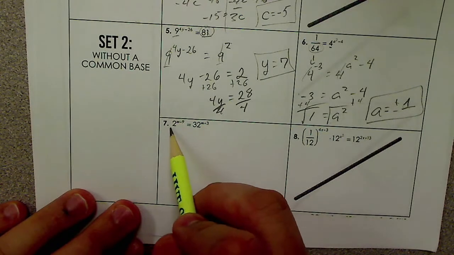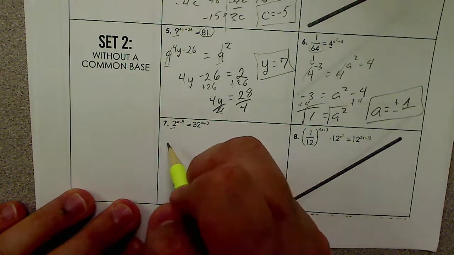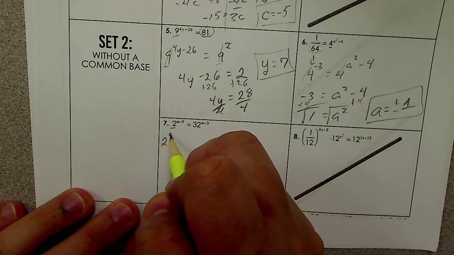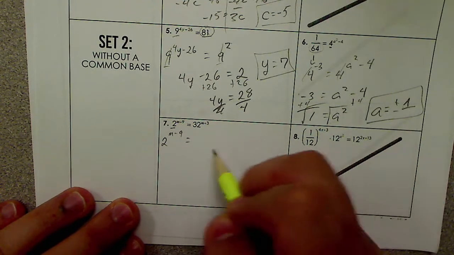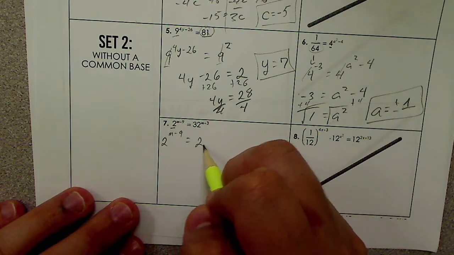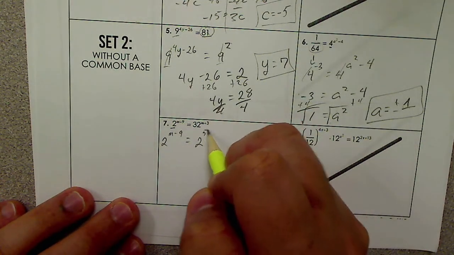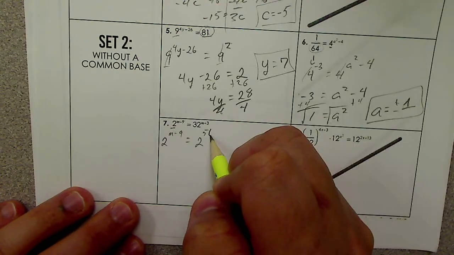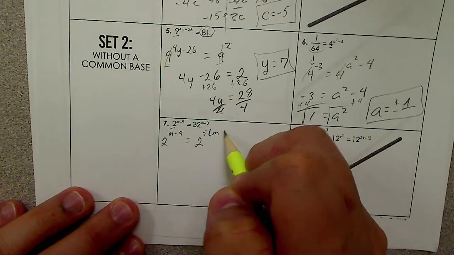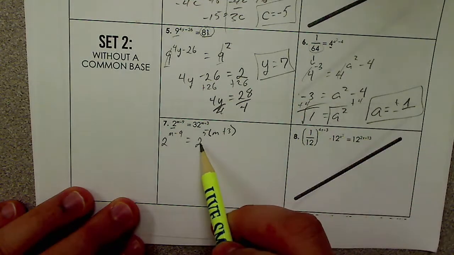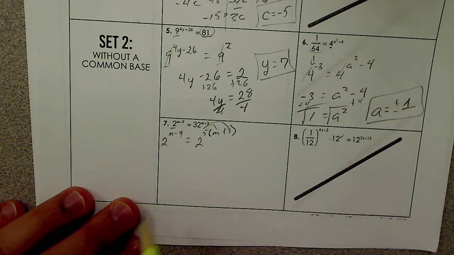Again, 2 is my base. So 2 to what power is 32? And again, if you guessed 5, or if you know that it's 5, great. So when you have a term that's already sitting there, you want to make sure that that 5 is going to get distributed into everything inside.